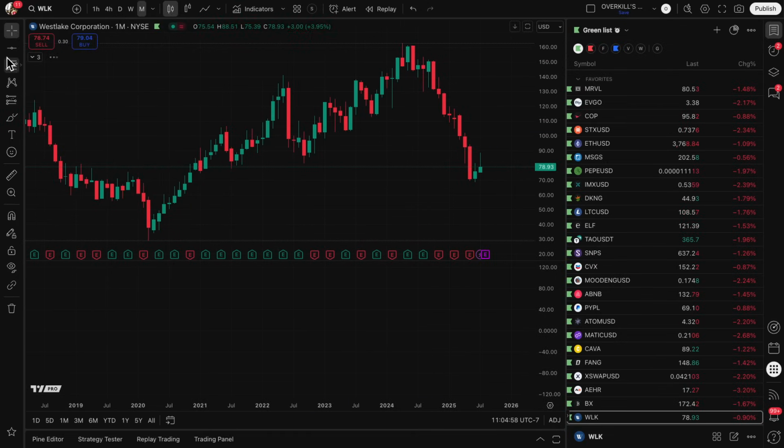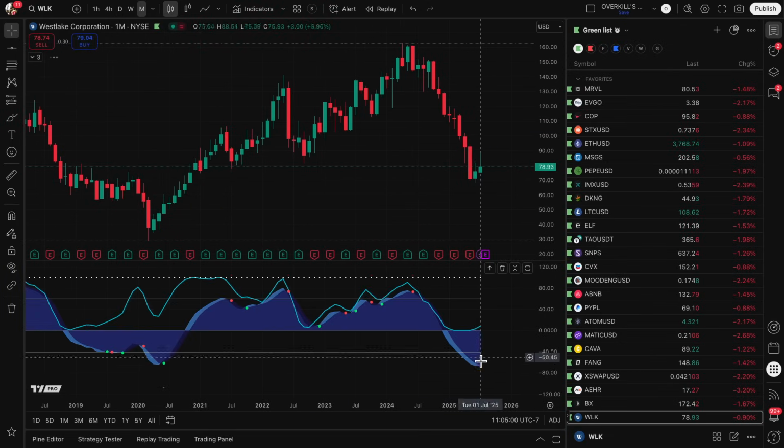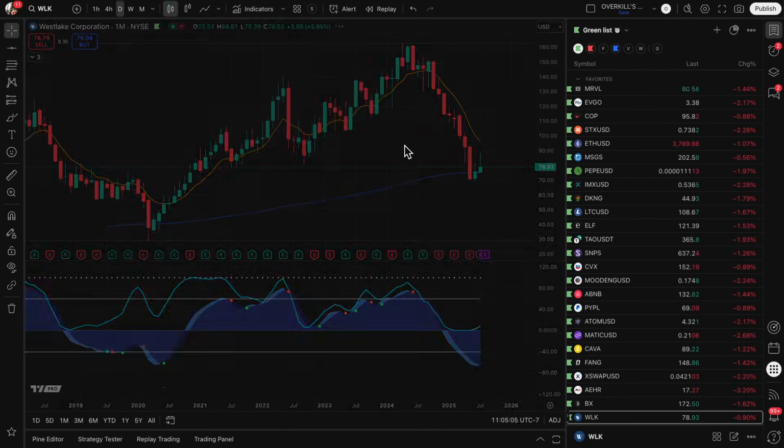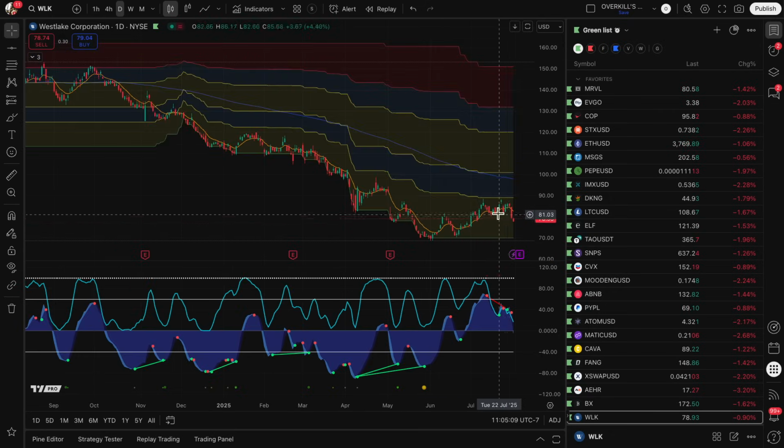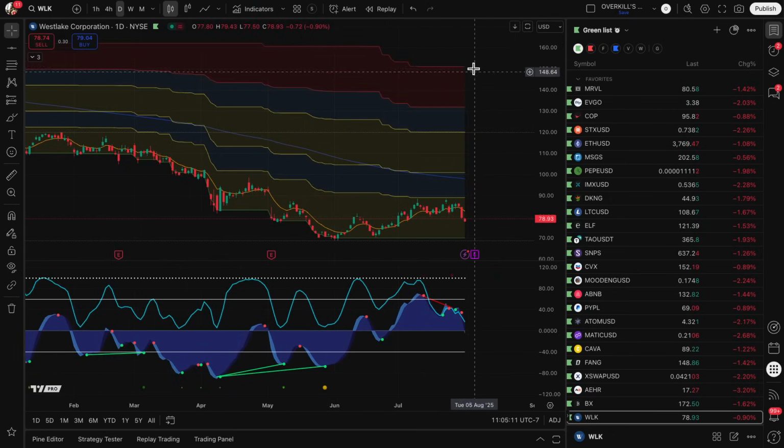We got WLK. This is Westlake Corporation. They don't have the green monthly yet, so they're still red there on the monthly, but they did get this golden dot here back at 70. So you're already up 10% off of that if you entered. Again, same thing. We are looking to sell up here in the red zone.